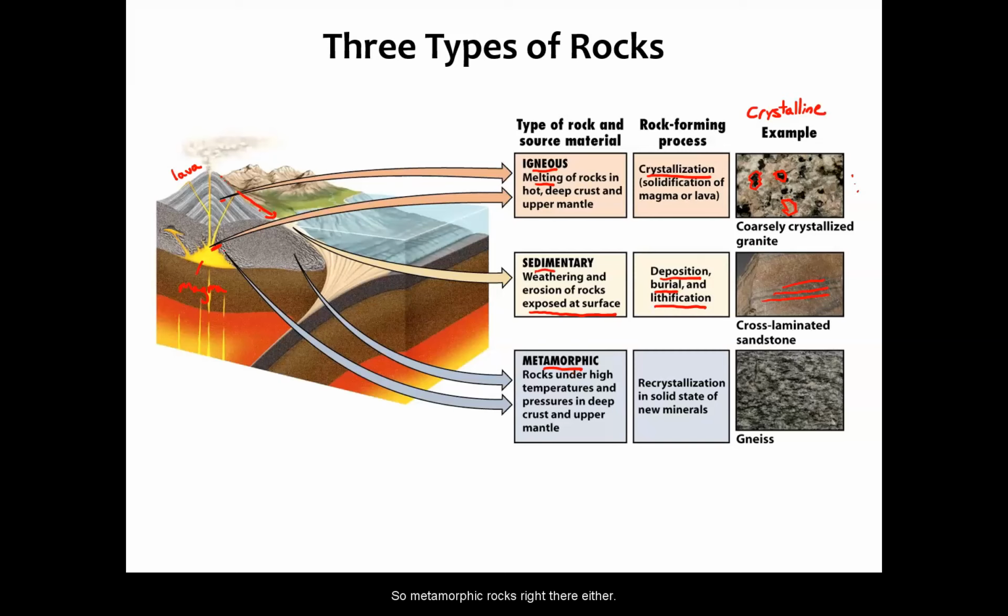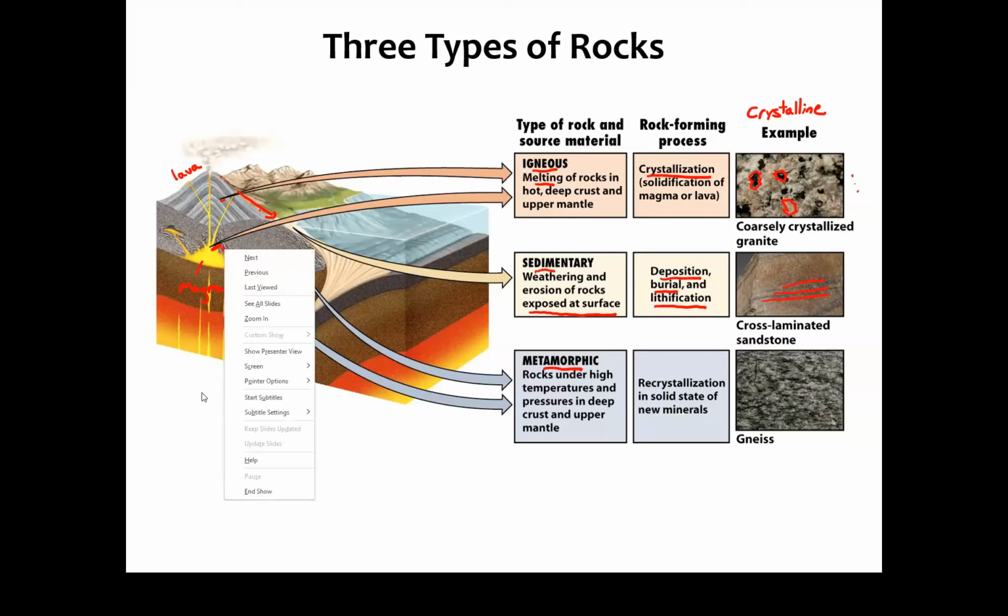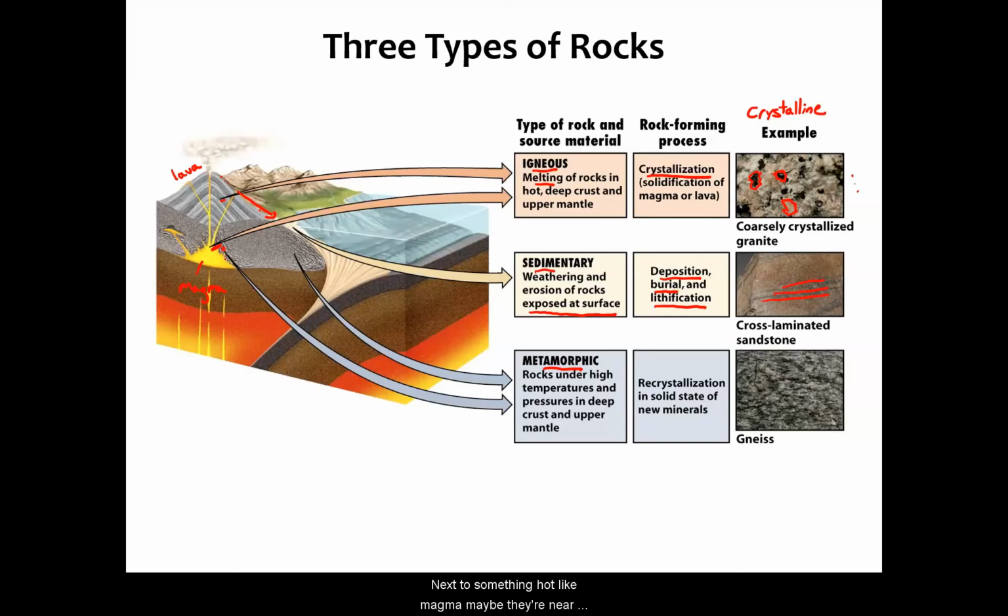So metamorphic rocks, right, they're either next to something hot like magma, maybe they're near this magma body that has intruded underground, or they could just be buried very deeply and have no association with igneous processes. At any rate, high temperatures and high pressures in the deep crust and upper mantle are going to transform other rocks, igneous rocks or other sedimentary rocks, over time by a process called recrystallization, and that's in the solid state, never melts. And because these processes form new minerals, we call it a metamorphic rock.